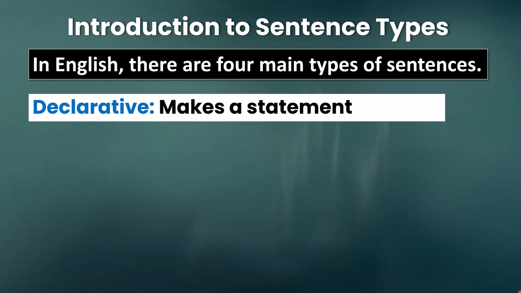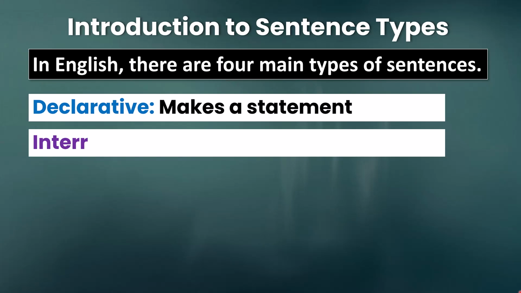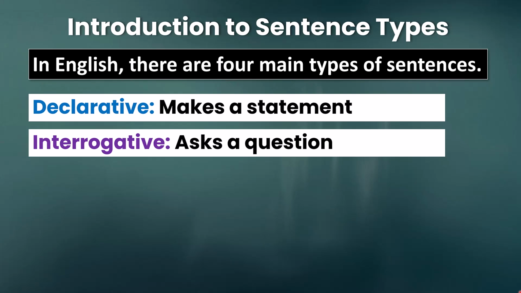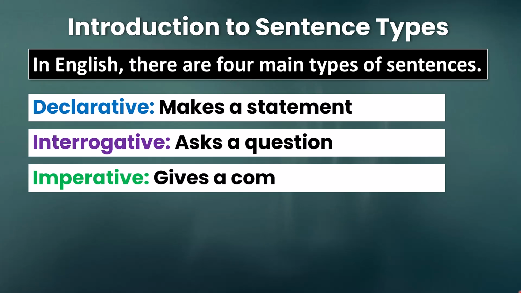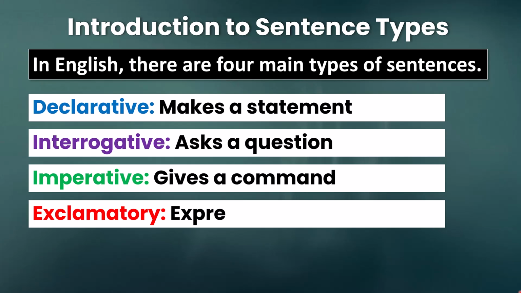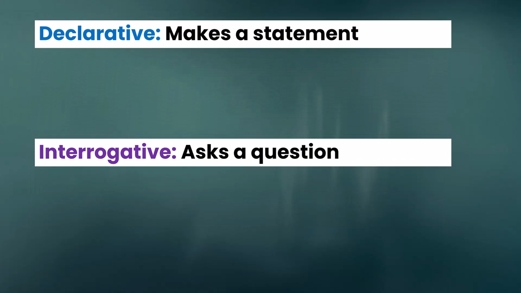Declarative sentences make a statement. Interrogative sentences ask a question. Imperative sentences give a command. And exclamatory sentences express strong emotion. But today we're focusing on declarative and interrogative sentences.